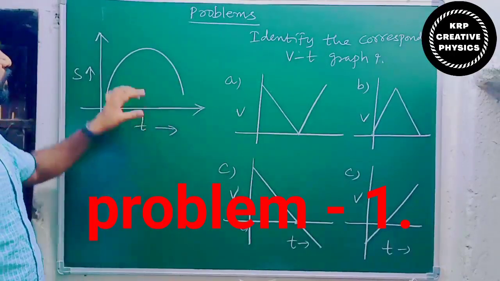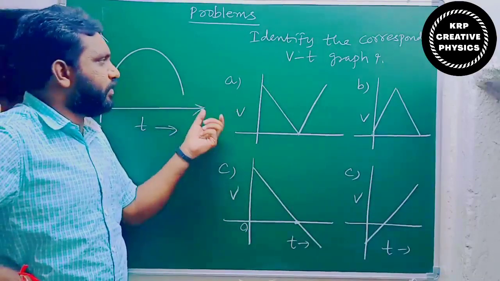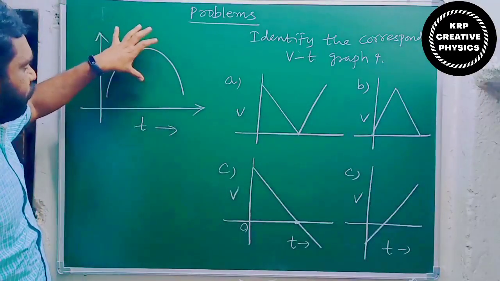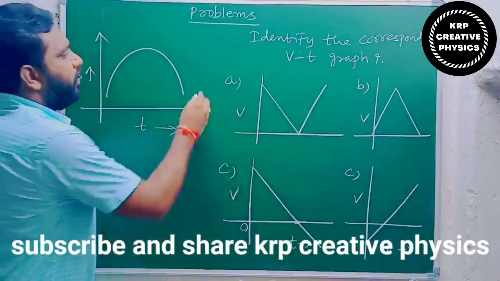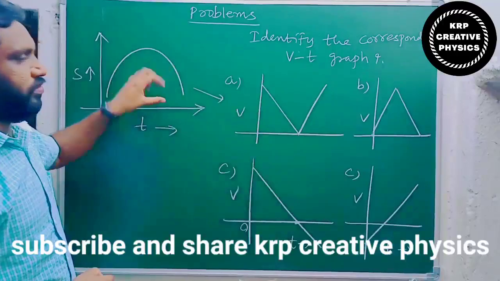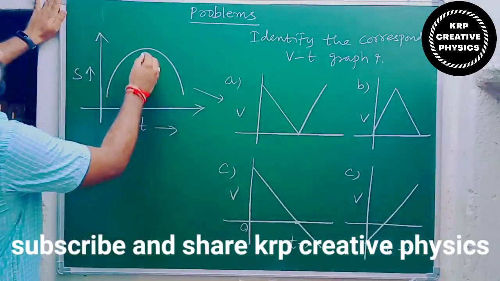The question is that from this displacement time graph we have to identify the corresponding velocity time graph. That means according to this displacement time graph, which is the correct corresponding velocity time graph. Now we have 4 options. First of all we need to read this graph.